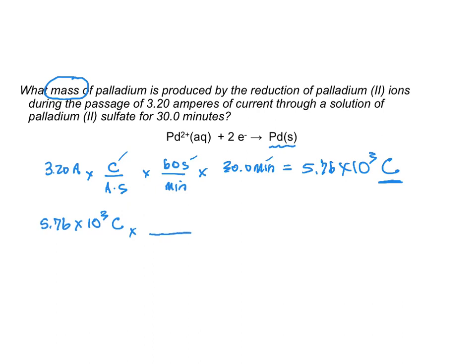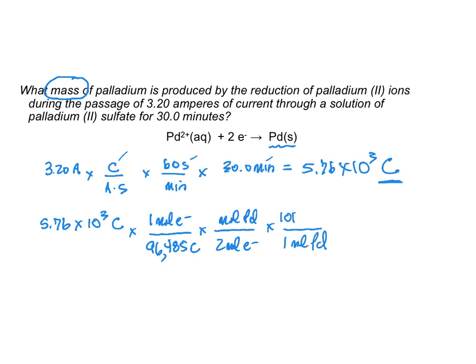So essentially, what we will use here is we will say 96,485 coulombs is 1 mole of electrons. The half reaction for palladium requires 2 moles of electrons for every mole of palladium. And this one you're going to know already. 1 mole of palladium weighs 106.2 grams of palladium. That gives us 3.176 grams of palladium.